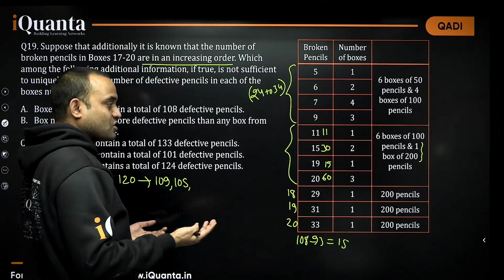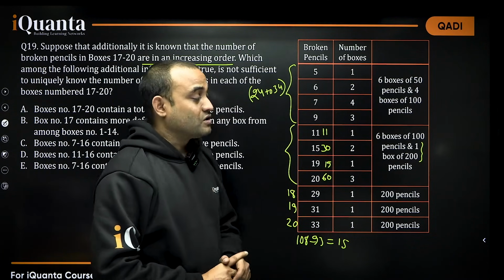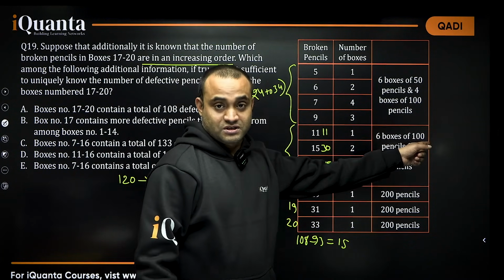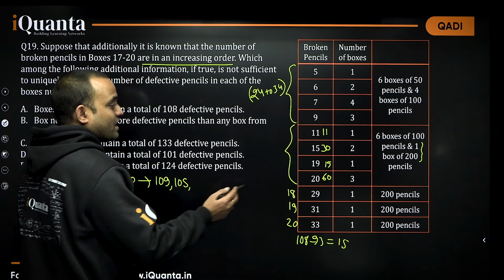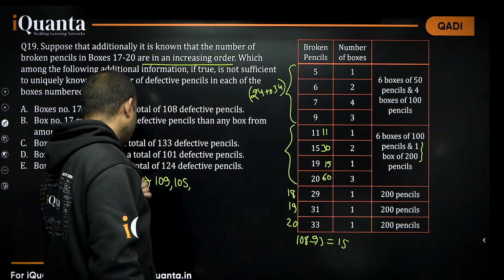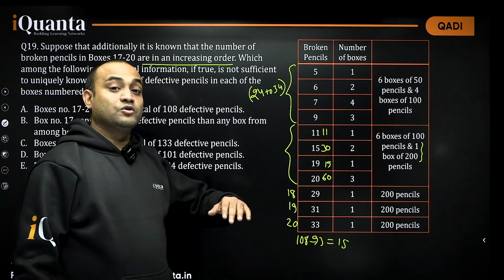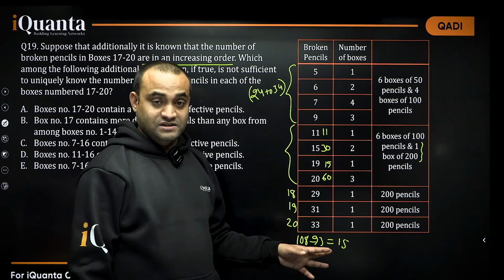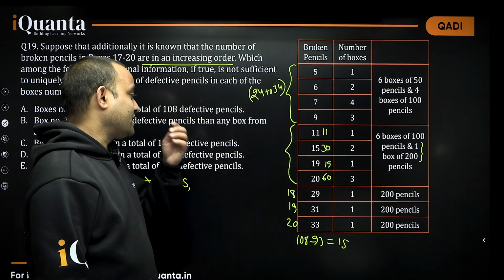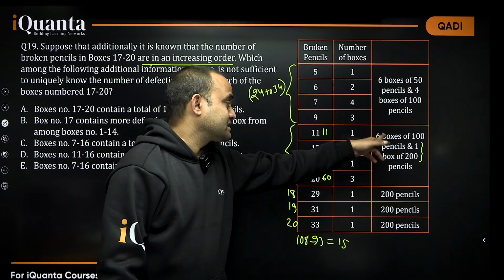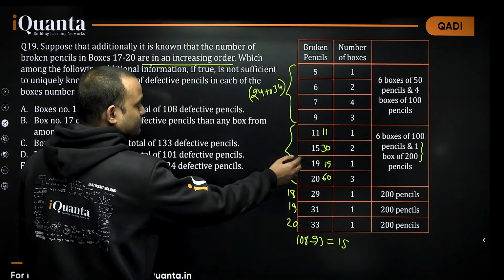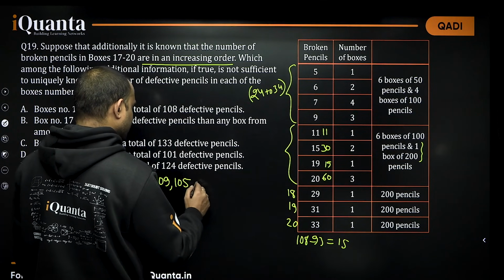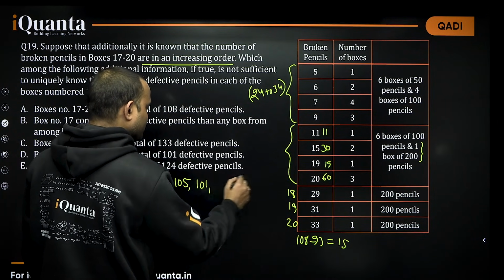What is this sum I am talking about? The sum of the number of broken pencils in these 6 boxes of 100 pencils. I have added all the 7 boxes and I am getting 120, but we know that we need to remove one box which has 200 pencils, right? So I am removing it, and I am getting the sum of broken pencils in the remaining 6 boxes. 109, 105, then if I remove 19, it will be 101. If I remove 20, it will be 100.